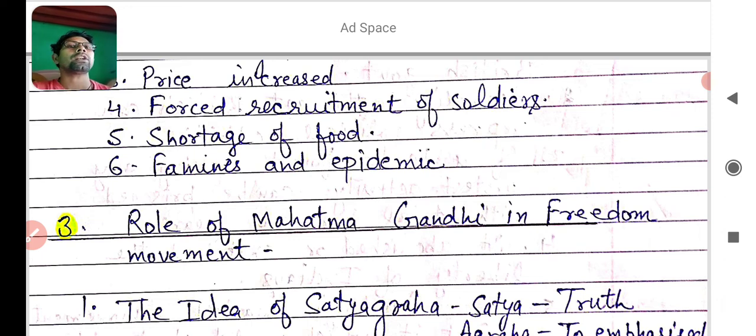And next, the final reason was famines and epidemic. You know that an epidemic is a disease that affects a large number of people at a time. You know that corona is also an epidemic, and at that time there was also an influenza epidemic during the First World War. So that's why people were annoyed with the British government and they started growing nationalism. I hope you got this point easily, why the First World War was responsible for rising nationalism in India.